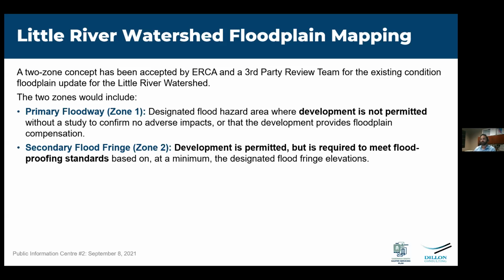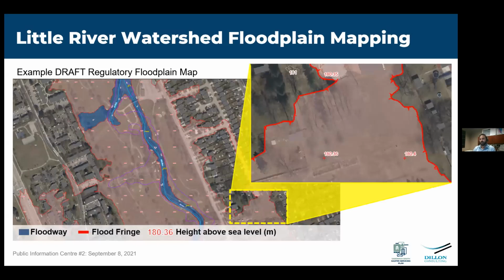Next slide, please. What you see here is an example of a draft regulated floodplain map that has currently been completed as part of the updated study for the Little River watershed. The blue area is the primary floodway, or Zone 1, and the red is an example of the secondary flood fringe in Zone 2. Next slide, please.